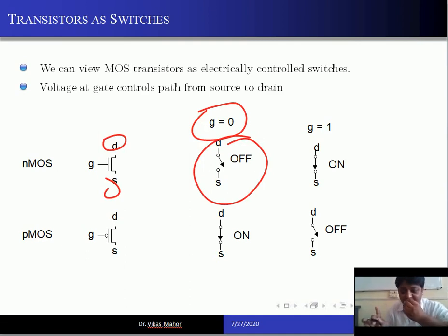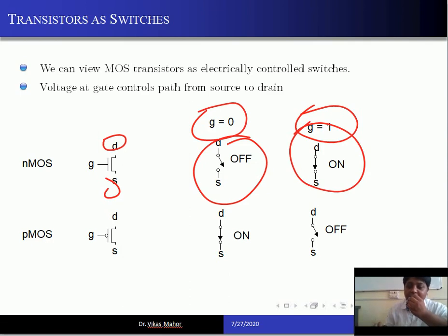There is no conduction. Similarly, when you apply the gate voltage equal to 1, this is logic 1. This is not 1 volt, 2 volt. Logic 1 can be 5 volt also, can be 12 volt also. So logic 1 means the channel is formed, and because the channel is formed, it will conduct. It will become on. It will work like a short circuit. Similarly is the case for PMOS.